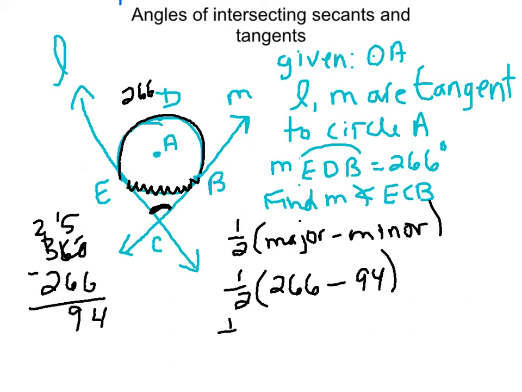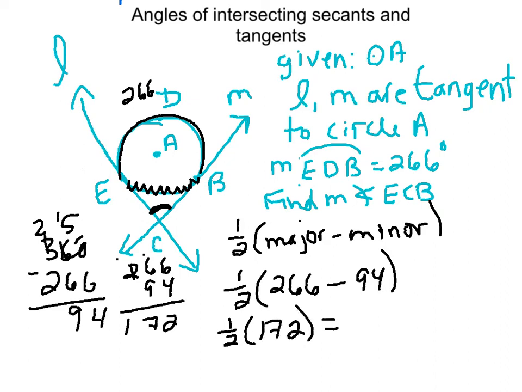And now we just apply the order of operations. 266 minus 94 is going to give us 172. 16 minus 9 is 7. So we need half of 172. Let's see, 2 goes into 17 8 times with 1 left over. It'll be 86 degrees. And that is the measure of angle ECB.